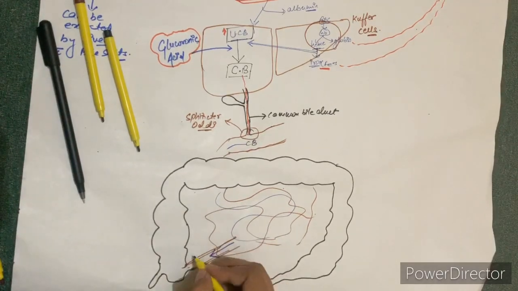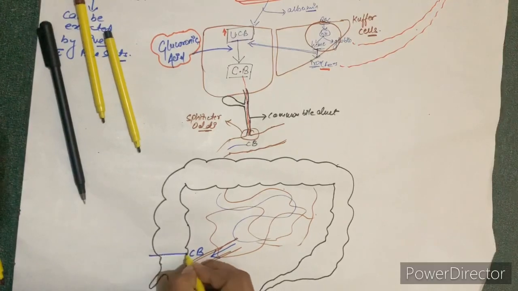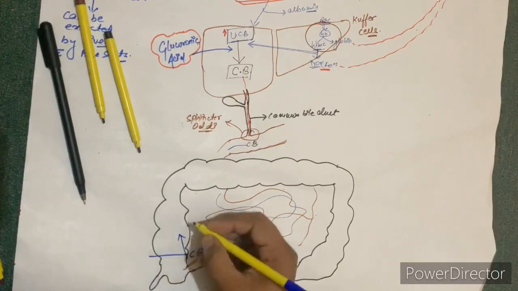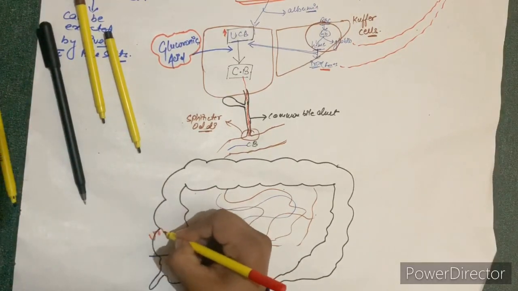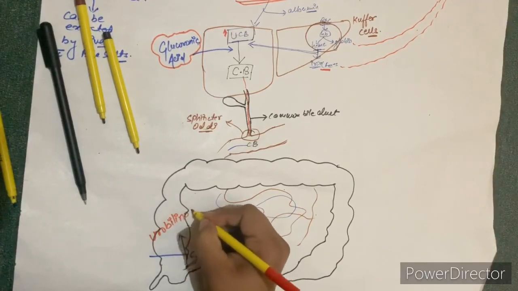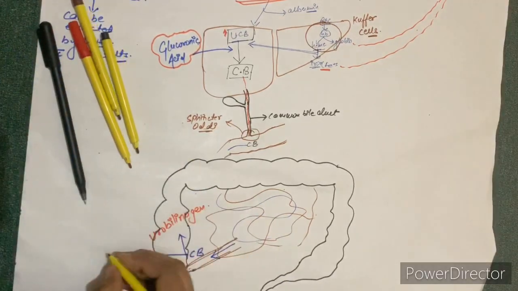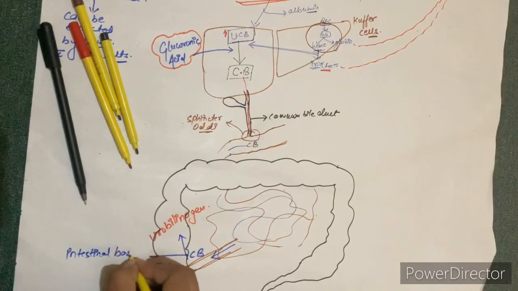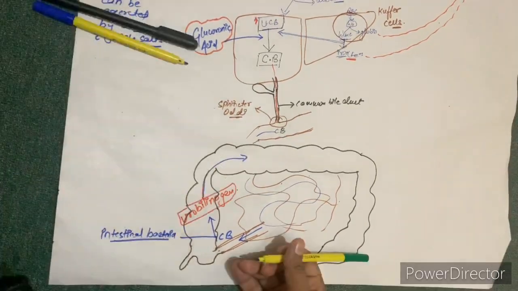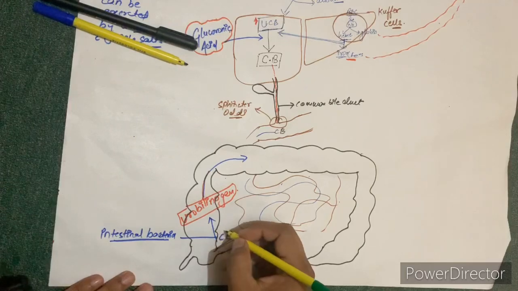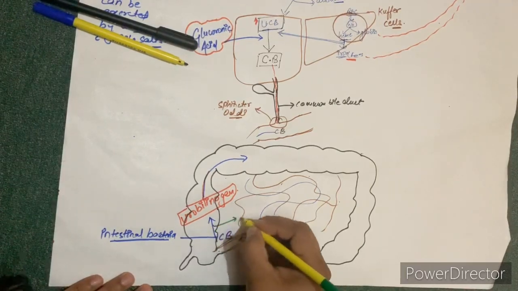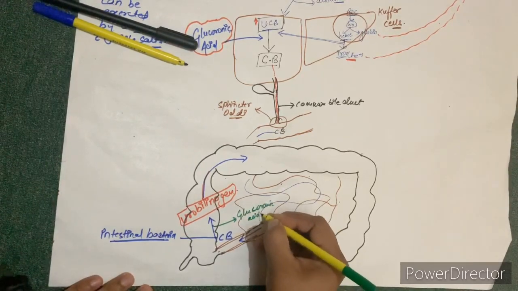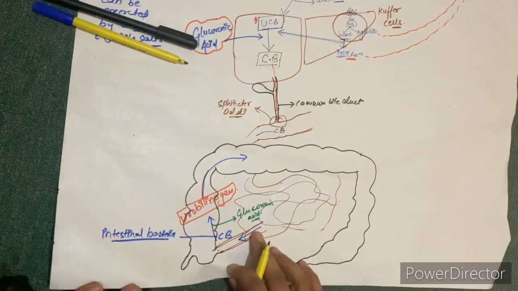Here this conjugated bilirubin is converted into urobilinogen in the presence of intestinal bacteria, with the help of an oxidation reaction, in which glucuronic acid is detached and goes to the liver and is reused again.